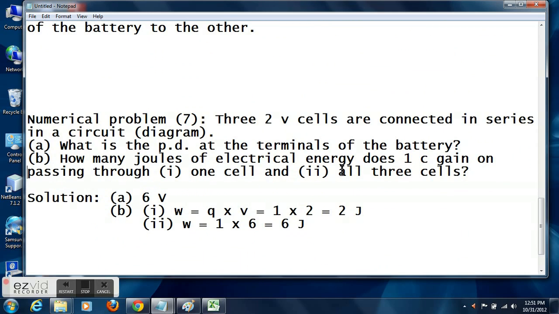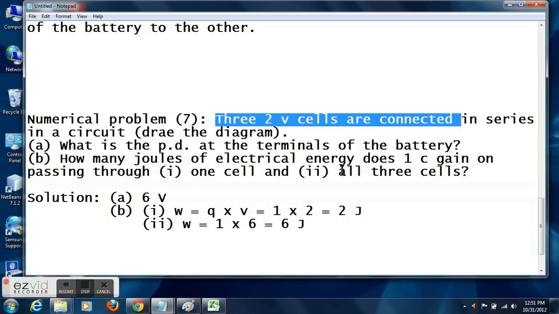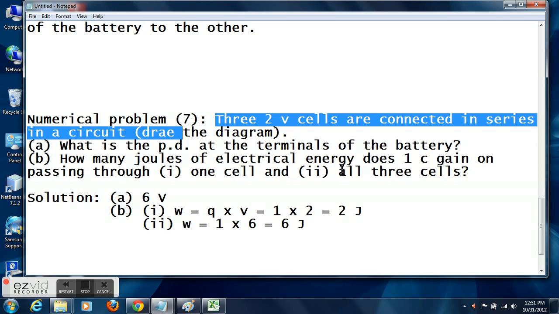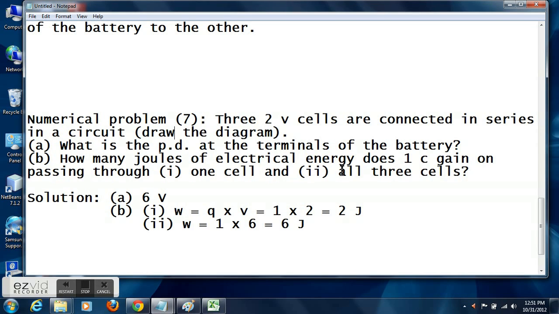Numerical problem number 7. Do not look at the solution now. I'll explain the solution later. Okay, let me hide the solution. Three 2-volt cells are connected in series in a circuit. Draw the diagram also, showing all the 3 cells. Three 2-volt cells are connected in series in a circuit. Question number 1. What is the potential difference? P.D. stands for potential difference. What is the potential difference at the terminals of the battery?